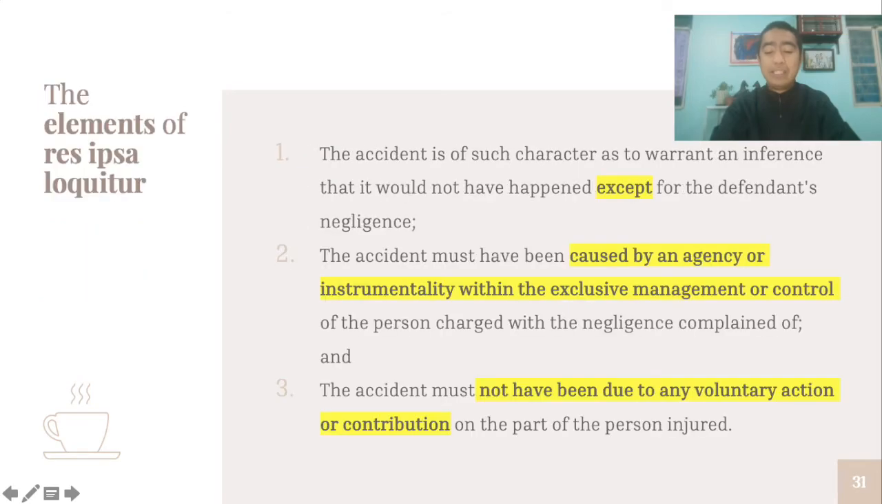The elements of res ipsa loquitur: 1. The accident is of such character as to warrant an inference that it would not have happened except for the defendant's negligence. 2. The accident must have been caused by an agency or instrumentality within the exclusive management or control of the person charged with the negligence complained of. And the last one, number 3, the accident must not have been due to any voluntary action or contribution on the part of the person injured.